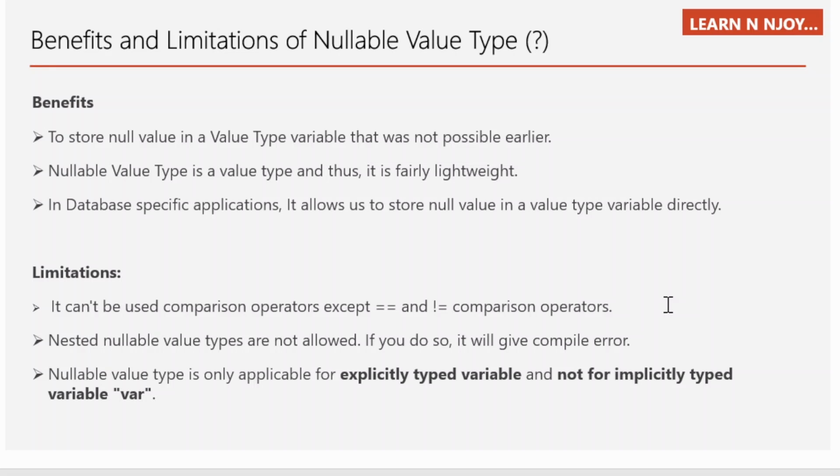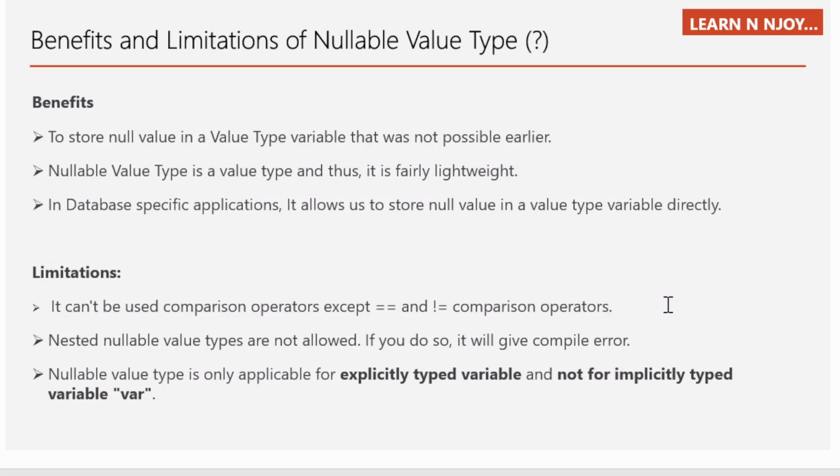Limitation: it can't be used with comparison operators except the double equal and not equal to comparison operators. The second limitation is nested nullable value types are not allowed. If we try to do so, it will give a compile error. The third limitation is nullable value type is only applicable for explicitly typed variables like int, boolean, double, and so on, and not for implicitly typed variables like var, right? So these are the limitations and benefits associated with the nullable value type.